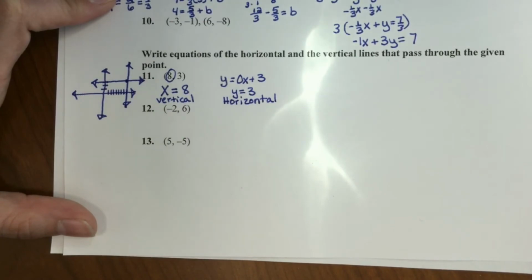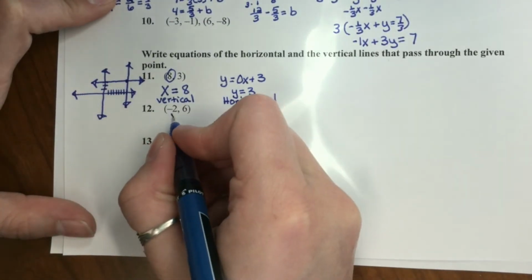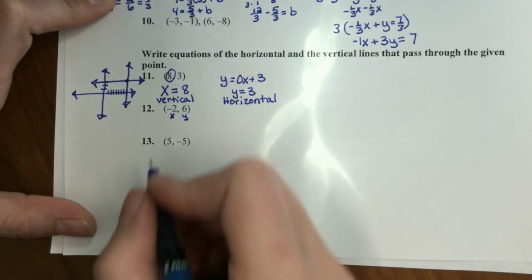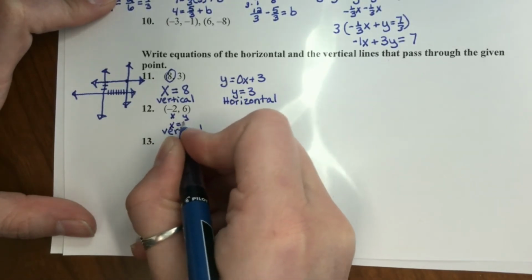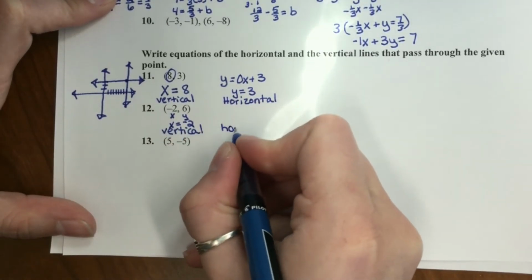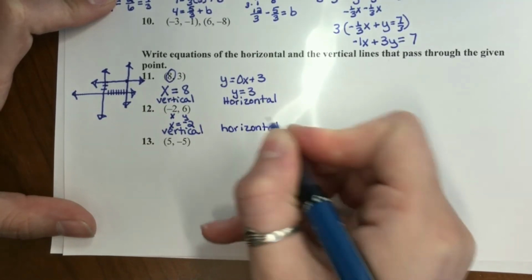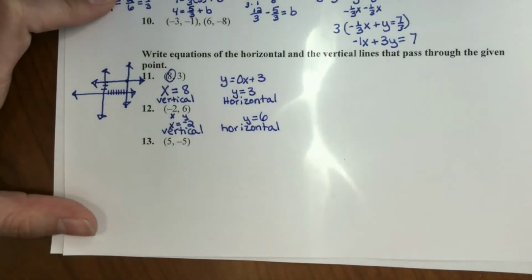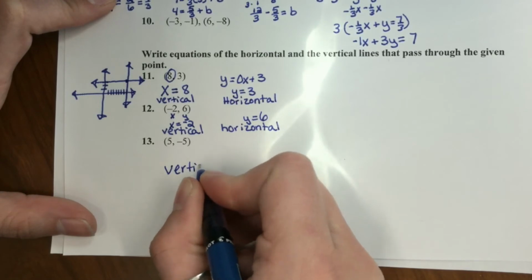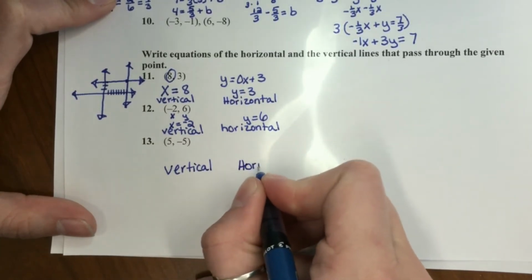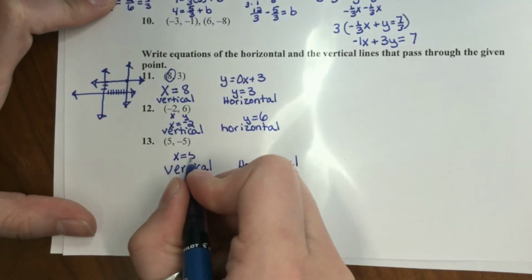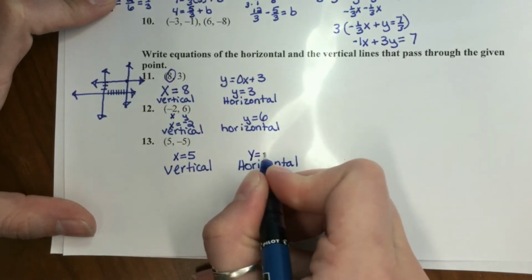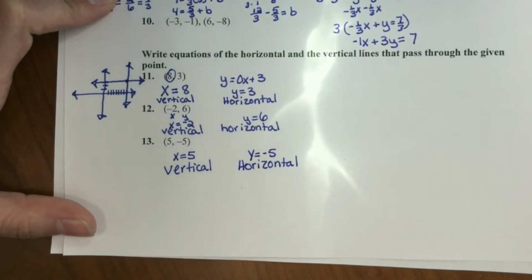Okay. Without graphing, I know, because this is x and this is y, that my vertical is x equals negative 2, and that my horizontal is y equals 6. Okay, you do the last one. X equals 5 and y equals negative 5. Good job. You are amazing.